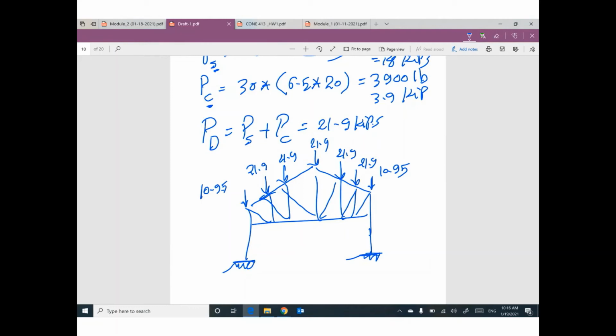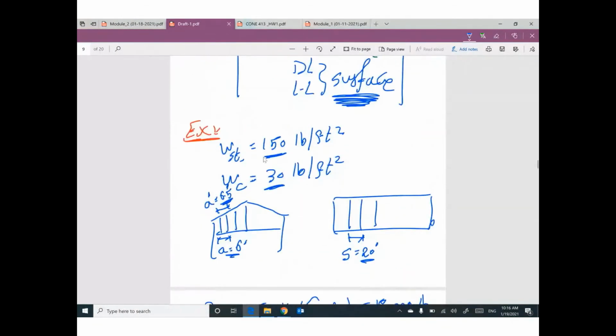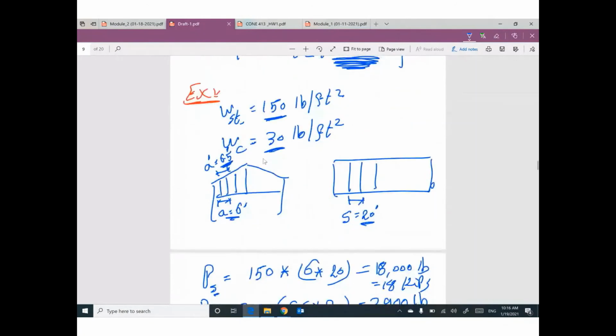At this moment, your truss is ready for structure analysis. So first step, we need to do layout to figure out what is the spacing between main system, what is the shape of your truss to figure out what is the value of A and A prime.